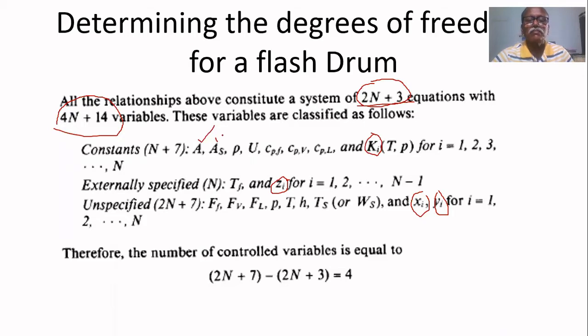of the flash drum, area of cross section of heat exchanger, that's through that surface heat is transferred, rho density and heat transfer coefficient. Like that, how many? 14 such variables, so 2n plus 14 variables are there. Among them, n plus 7 are constants.